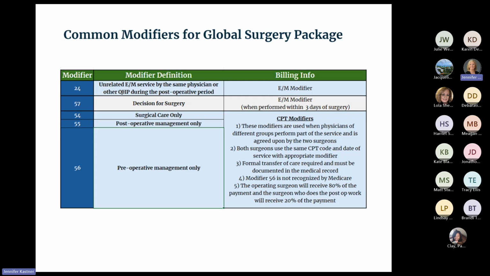Speaking of modifiers, this slide covers some of the common modifiers used during the global surgery package. Starting with modifier 24, this modifier is to be used for E&M services that are provided to the patient during the postoperative period for reasons unrelated to the procedure. This modifier should not be used for E&Ms provided on the same day as a minor procedure. Modifier 24 only applies to major procedures identified within the global period of 90 days.